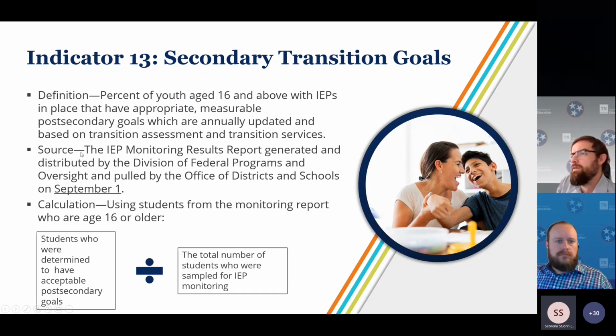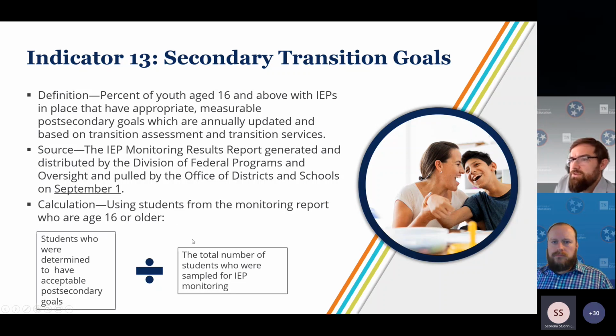So in this case, the source that we're using is the IEP monitoring results report generated by the Division of Federal Programs and Oversight, and it's pulled on September 1st. So that is part of the regular IEP monitoring that is occurring in your district. And as part of that monitoring, they are looking at post-secondary transition goals for students age 16 or above, and they are making a determination on the appropriateness and measurableness of the goals, and they're giving that report to you and to us for the use of calculating indicator 13.